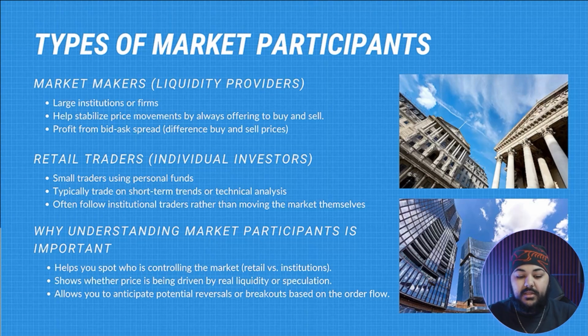So why is understanding the market participants so important? It helps you spot who's controlling the market. Is it retailers or institutions? It shows you whether price is being driven by real liquidity or speculation, and it allows you to anticipate potential reversals or breakouts based on the order flow. And using this, we can find our supply and demand zones.